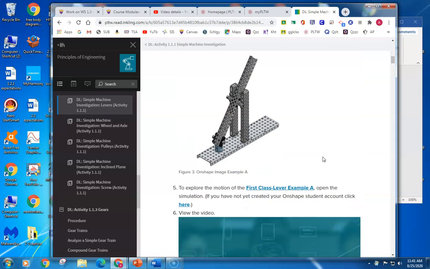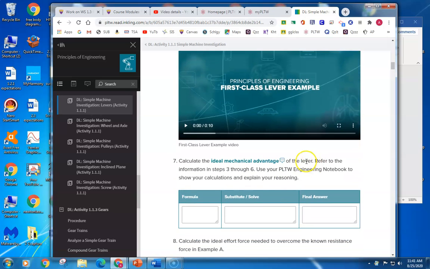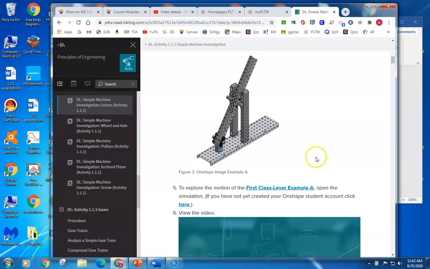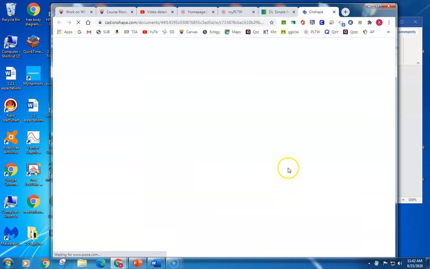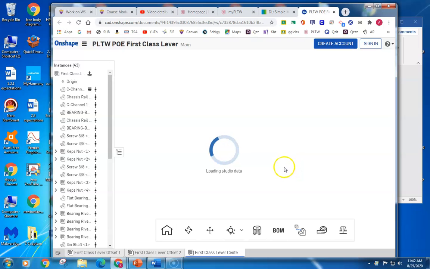So what we're going to do is skip down to the blank now. Number 7, so on your paper label number 7. It says calculate the ideal mechanical advantage of the lever. In order to do that, we need to know the distances. It's the distance of the effort divided by the distance of the resistance. And how you're going to measure your distances is you're going to go to this Onshape three-dimensional representation of the lever, and we're going to do some measuring.